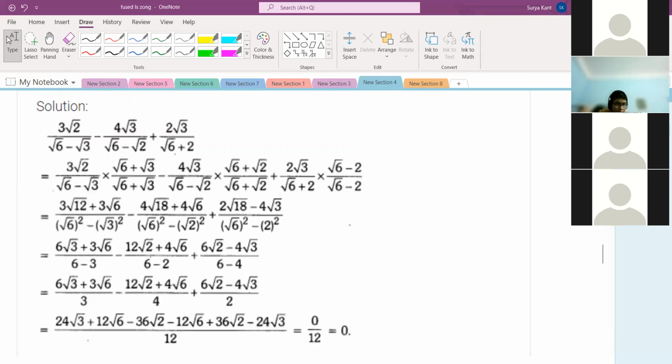Yes. So anyone who is having doubt in this, any steps, where you are not able to understand the steps? I understood. Next question we'll go for now.